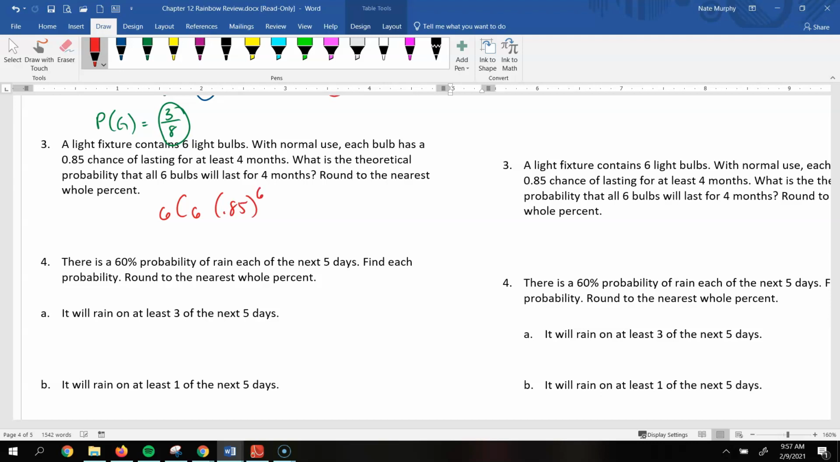Again, we want all 6 of them to last. So the probability of a success would be your 0.85. The probability of a failure would be 0.15. In this scenario, we're not going to have any that are not going to last for 4 months. So we would just type this in your calculator. When you do that, you get 0.3771. Now it says to round to the nearest whole percent. So when we write this as a percent, we move the decimal to the right 2 places, so it would be 37.7%. But we would want to round that to the nearest whole percent, so 38% would be your answer.